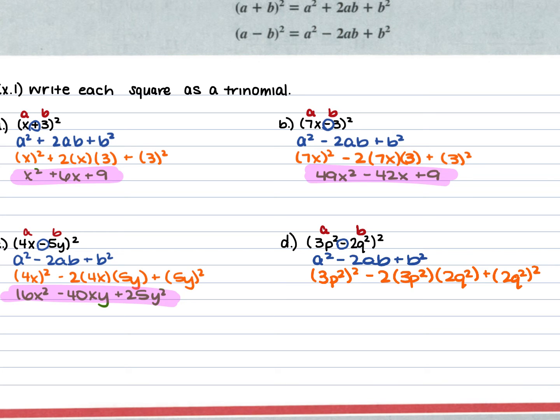So the 3p squared raised to the second power is 9p to the fourth power. The negative 2 times 3p squared is negative 6p squared, times 2q squared is negative 12p squared q squared. And then the 2q squared raised to the second power is 4q to the fourth power. So we have 9p to the fourth power minus 12p squared q squared plus 4q to the fourth power.